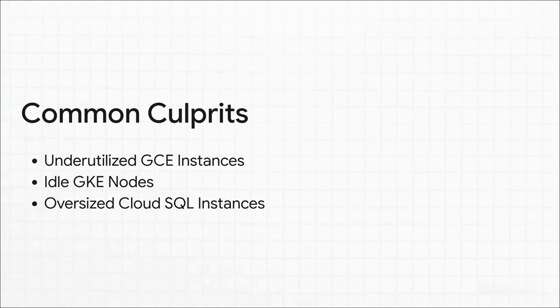So where do you even start looking? Well, here are the usual suspects. You've got your Google Compute Engine instances just chugging along at like 10% CPU. You have Google Kubernetes Engine nodes that are basically sitting around waiting for something to do. And of course, those giant oversized Cloud SQL instances for a database that just doesn't need that much muscle. These are your empty rooms.